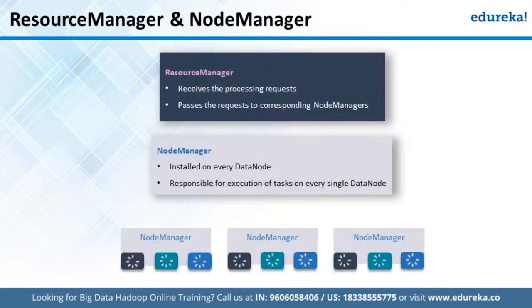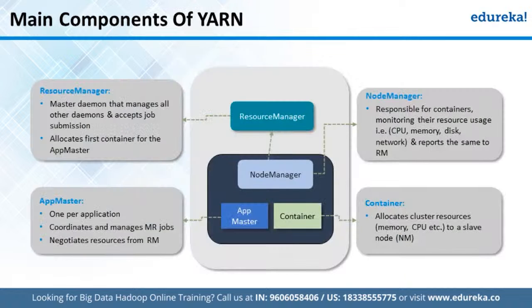The resource manager receives the processing request. So any external request that is going to come will come to this place. Once it receives the processing request, it passes the request to the corresponding node manager. The node manager is installed on every data node and is responsible for execution of tasks on every single data node. That's what it means. So the resource manager, as we have seen, is the master daemon. Daemon means process.